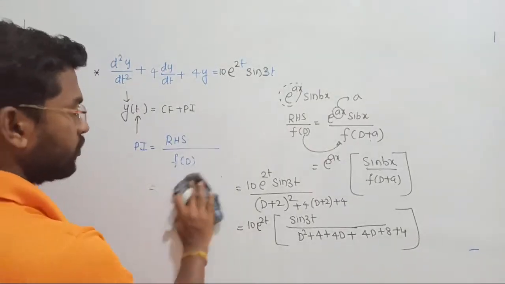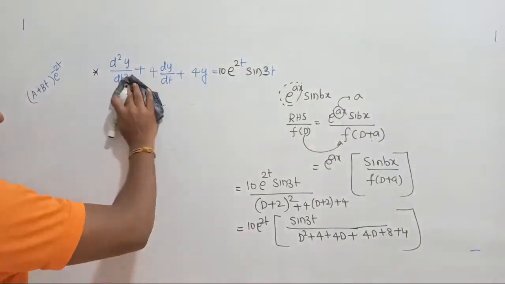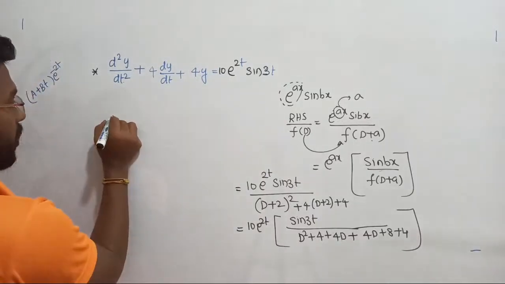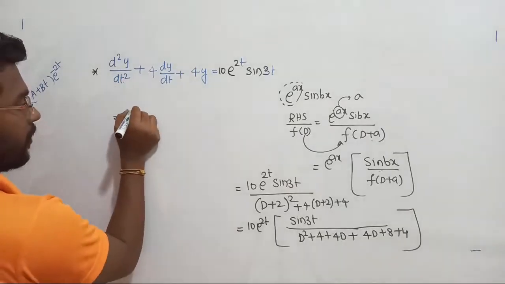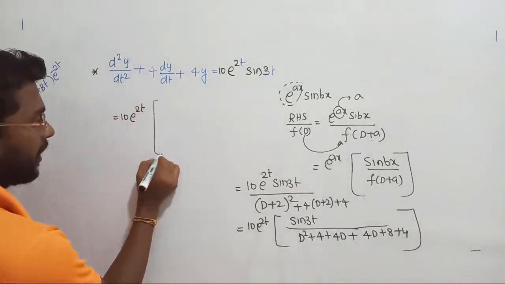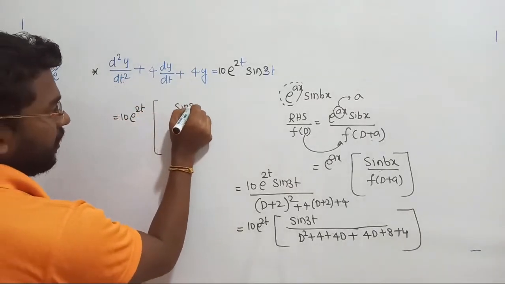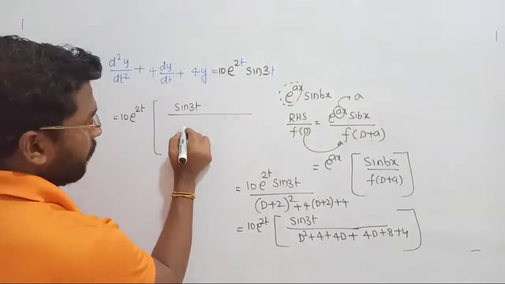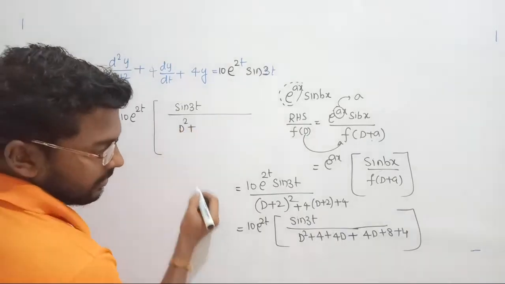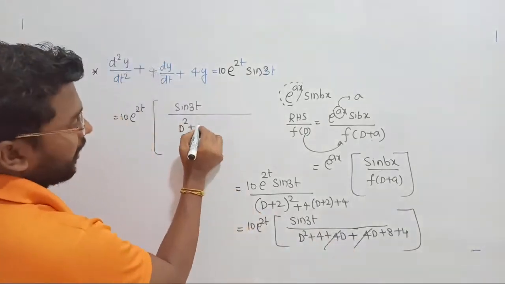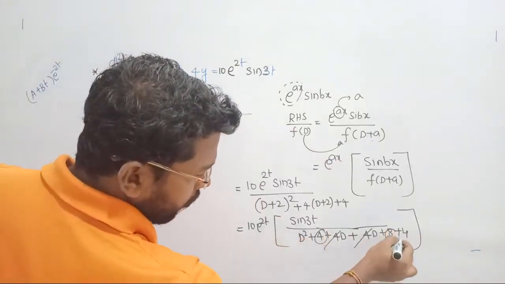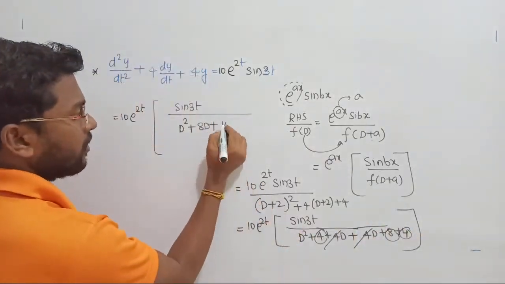Let me rub this one. Let us reduce these things, right? What is the next answer? You are going to get 10 into e power 2t, okay, in bracket. Here I got sin 3t, exactly we got sin 3t. In denominator, reduce பண்ணிக்கிட்டா, we have 1d square, I think, plus 4d will become 8d, exactly, plus 4 plus 8 will become 16, right? Yes.